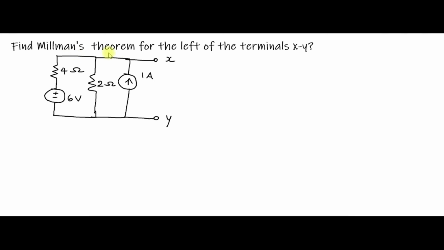Second question. Find the Millman's equivalent for the left of the terminals. Here there is a voltage source and there is a current source. First you have to convert this current source into a voltage source. So a current source in parallel with a resistance can be converted into a voltage source with a series resistance. Resistance is the same, that is 2 ohm. Your voltage source is R into I, that is V is equal to I into R, which is equal to 2 into 1, equal to 2 volt. So replace this circuit with the 2 voltage sources and 2 resistances first.